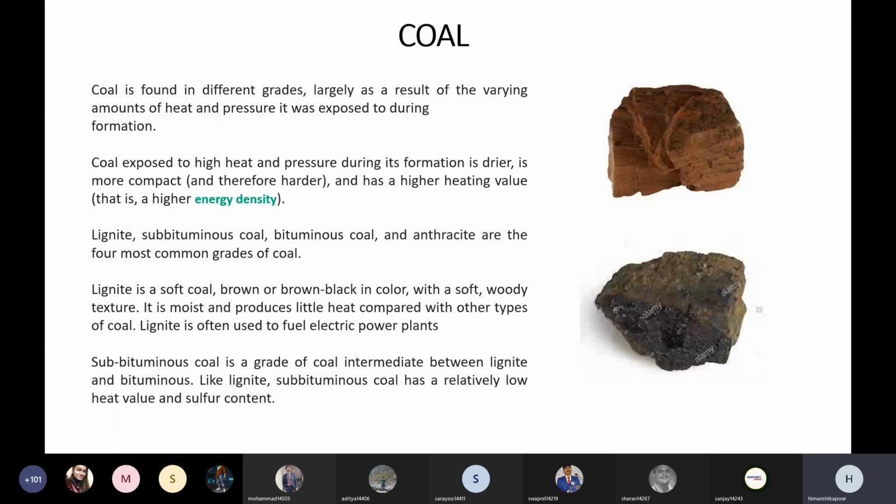Now coming to lignite coal. You can see in the picture, lignite coal is brownish black in color, and it has a soft and woody texture, and it is majorly moist. Since this coal is moist, obviously its energy density will be low. It has a lower energy density compared with the other coals, and it is not of that good quality. It is the lowest in the ranking, and its carbon content is also very less. But still, this type of coal is used in electric power plants.